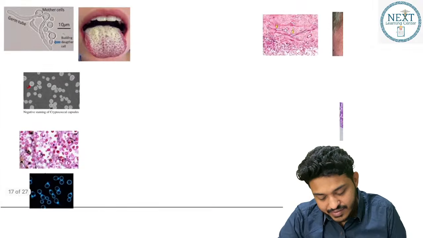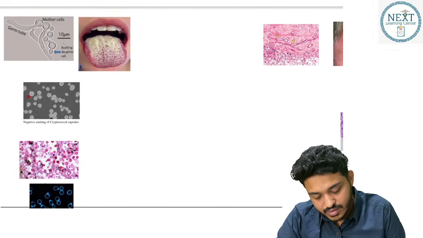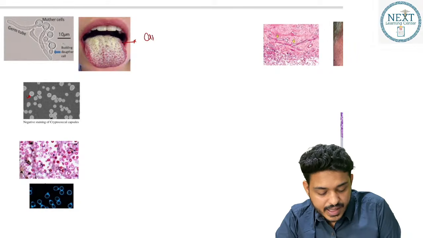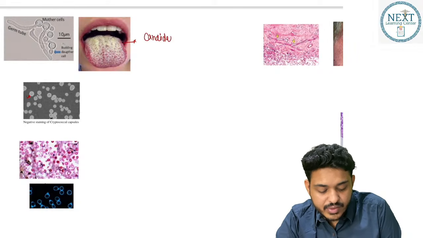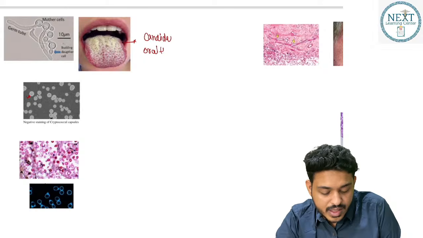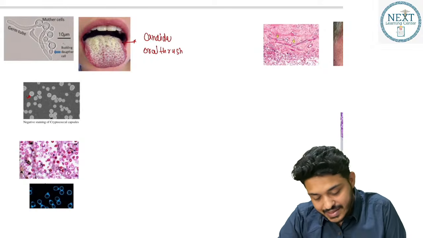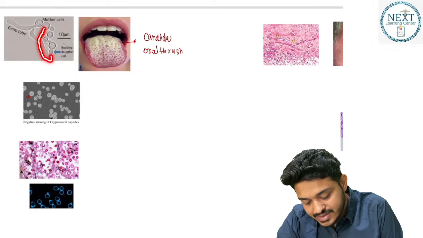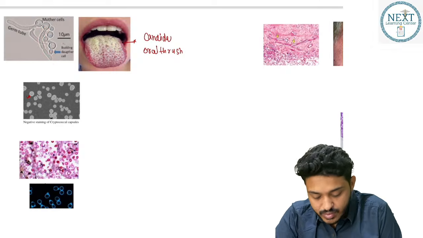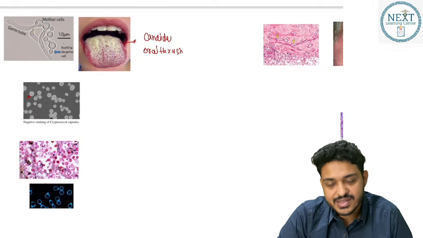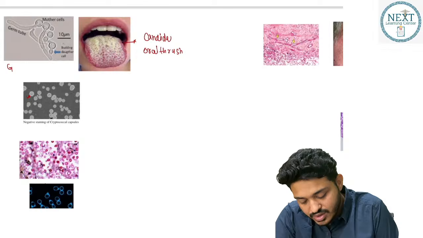The next thing we are having is about what? This is going to be your infection that we are having. This is going to be your Candida oral thrush that we are going to appreciate. And this appearance is very important. This appearance is known as what? Here what is happening, from the mother cell something is coming out. This is known as germ tube formation.